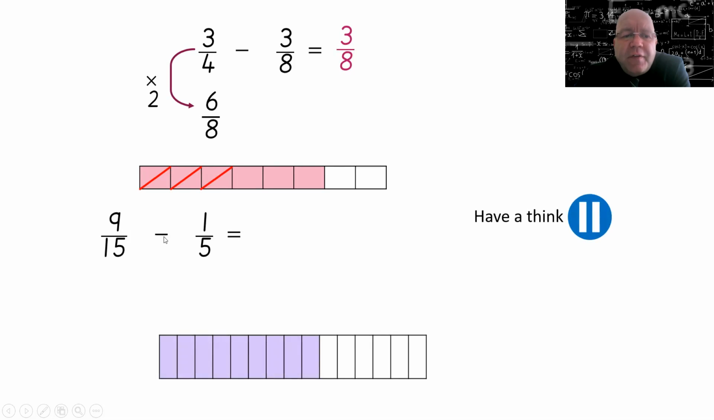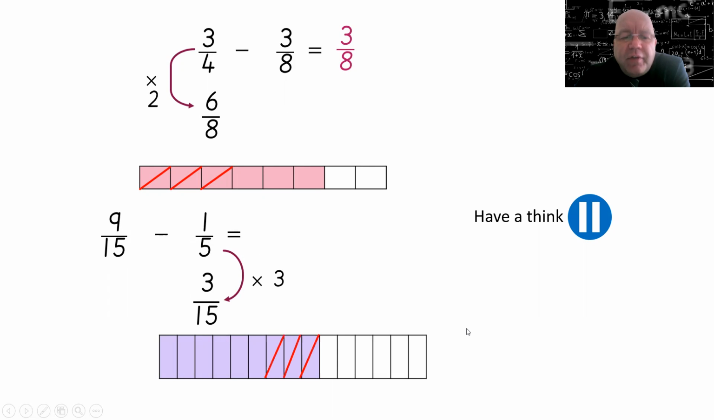Right, 9/15 take away 1/5. Have a think, what's the solution to that one? Well, first of all, we need to turn the fifths into fifteenths. We need that common denominator. So we're going to multiply top and bottom by 3. That gives us 3/15. So we've got 9/15 take away 3/15.